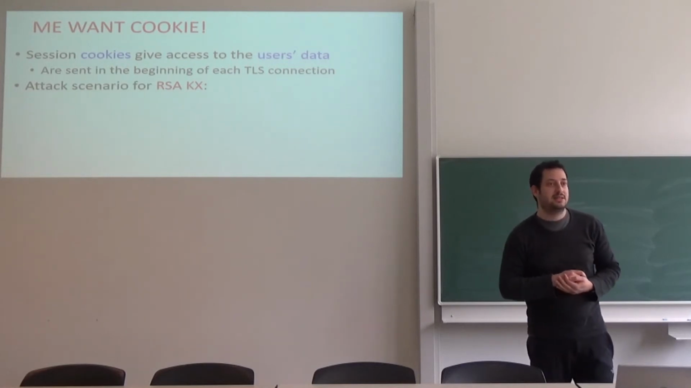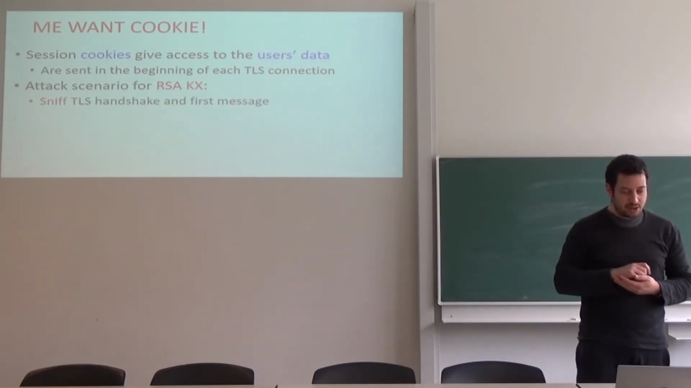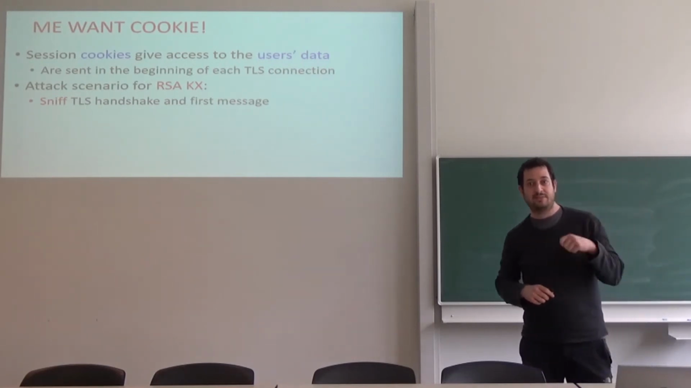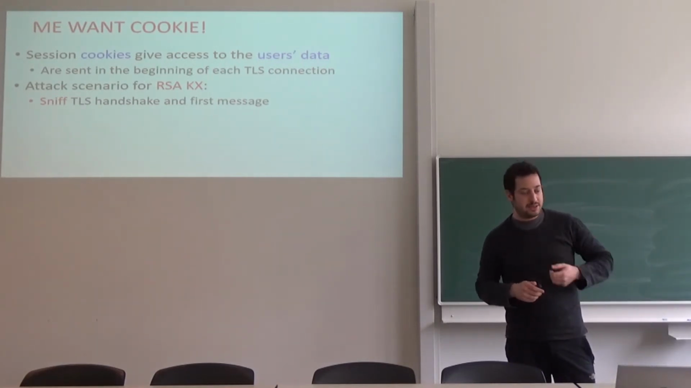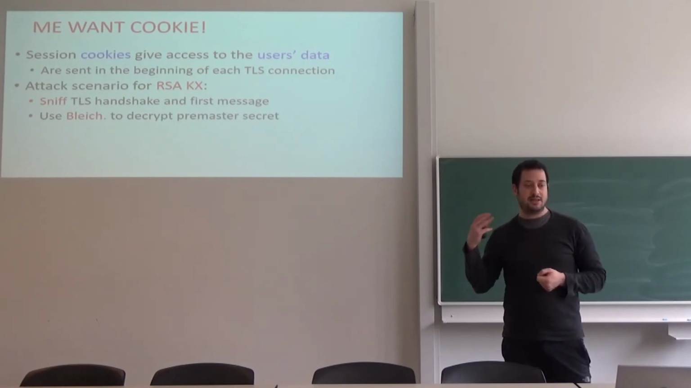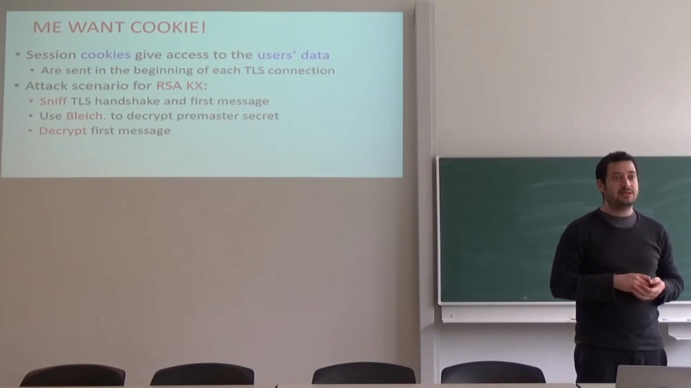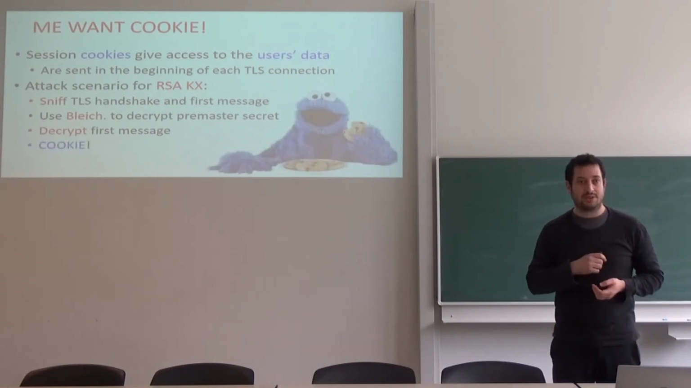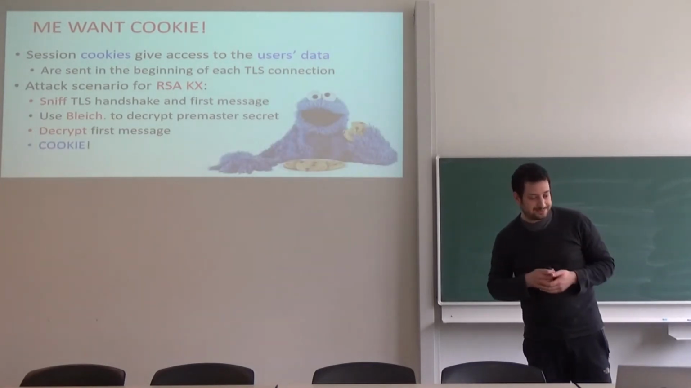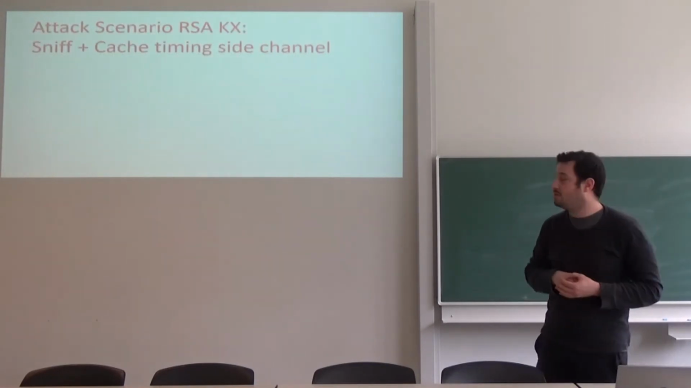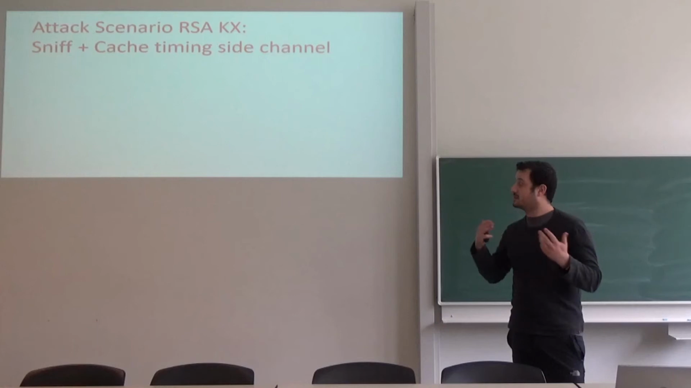Okay, so what is the attack scenario for RSA Key Exchange? We can sniff the TLS handshake and also the first message that is encrypted. And we use the Bleichenbacher attack to decrypt the pre-master secret, decrypt the first message, and then we have cookies, which is very nice.